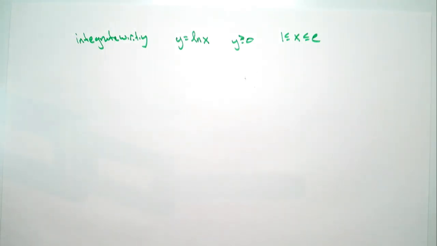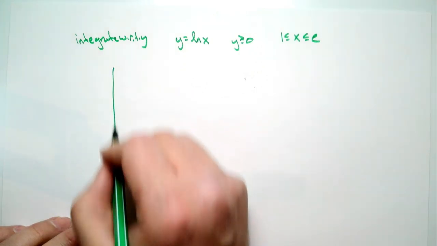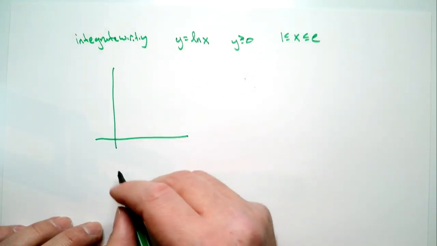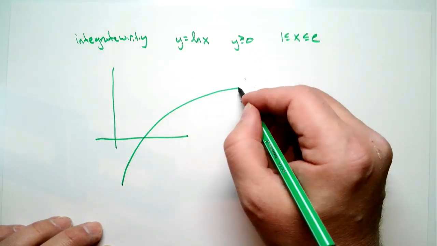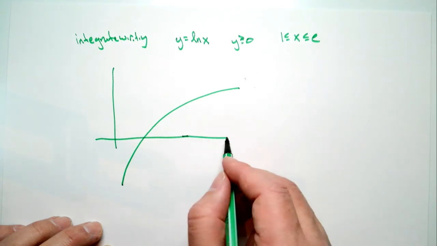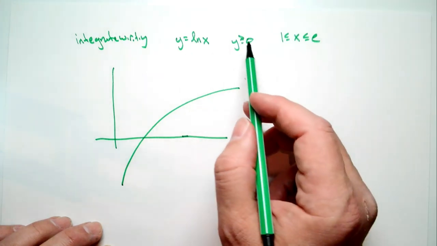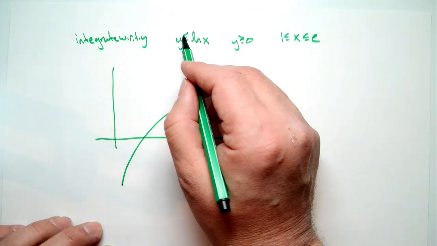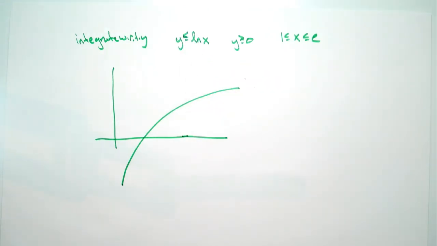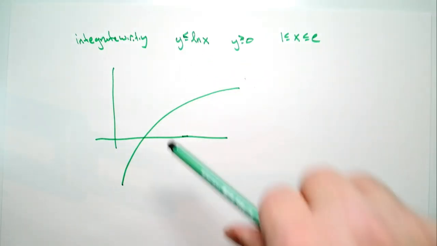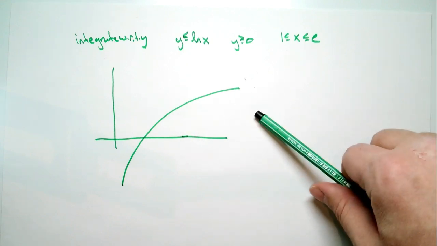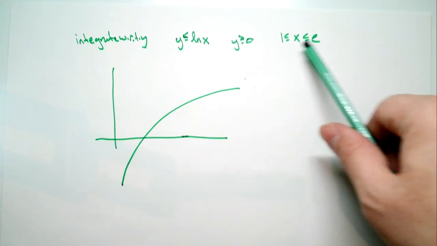And, okay, let's sketch it. So y equals natural log of x looks like that. And we want y equals natural log of x. We want y greater than or equal to 0. We'll actually have y be less than or equal to log x. We'll say that. And y is greater than or equal to 0, which means that we're in this piece here in between. And we want to have x go from 1 up to e.